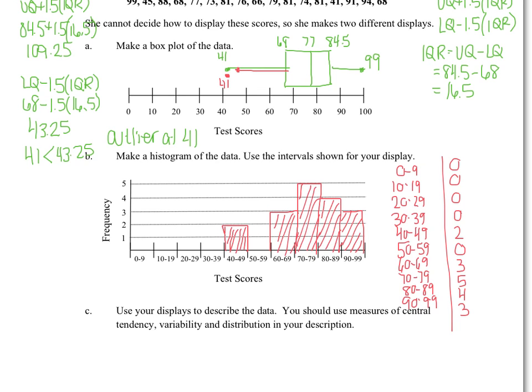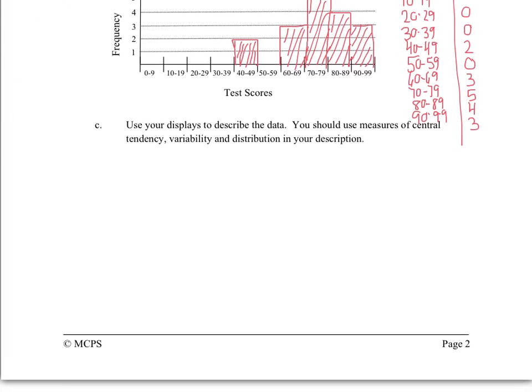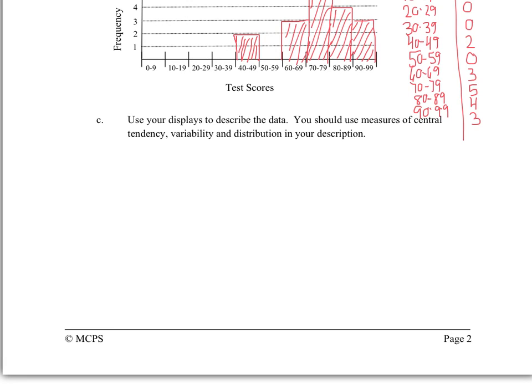And looking at the center, I've got 2, 3, that's 5 points on this side. I've got 3, 4, 5 points here, 2 and 2. Somewhere in here is my center, my median. So my median is going to be somewhere in the 70s. So that really describes my data. I used measures of central tendency, really median and mode, variability, and distribution in my description. And now I'm going to have my answer appear in written form.